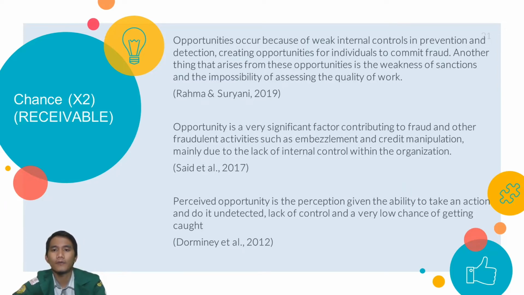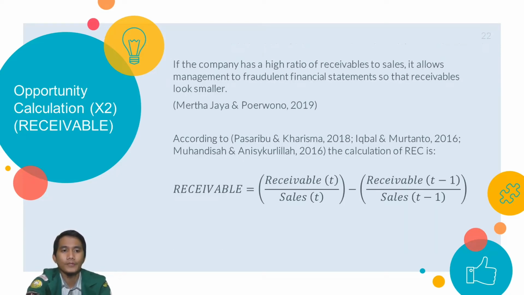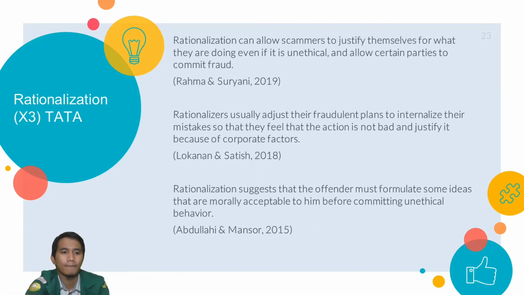Opportunity occurs because of internal controls in prevention and detection, creating opportunities for individuals to commit fraud. Another thing that arises for this opportunity is the weakness of sanctions and the impossibility of assessing work quality. Opportunity calculation is in Pasari, Win Karisma, Iqbal Mutanto, and Muhandisa and Anis Kurilla.